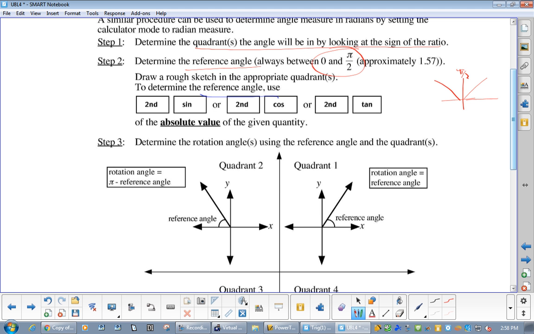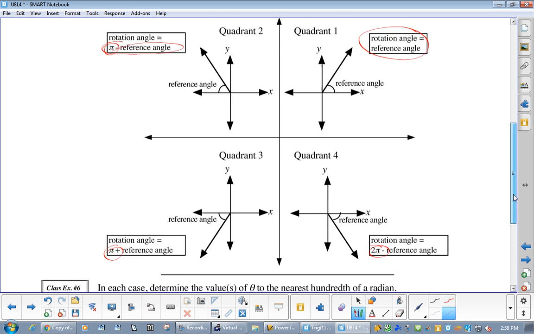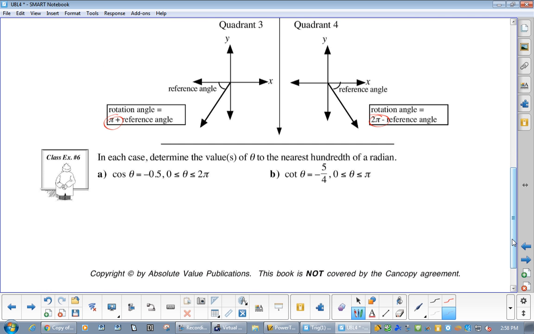But instead, for quadrant 1, rotation equals reference. For quadrant 2, we'll go rotation equals pi minus reference angle. So it's pi now. These are going to be pi plus reference angle and 2 pi minus reference angle for quadrant 4. So nothing is changing, but we're going to be in radian mode. Now, it doesn't scream, put your calculator in radian mode, but it does in its own little language, the domain. Okay, so the domain here says be in radian mode.